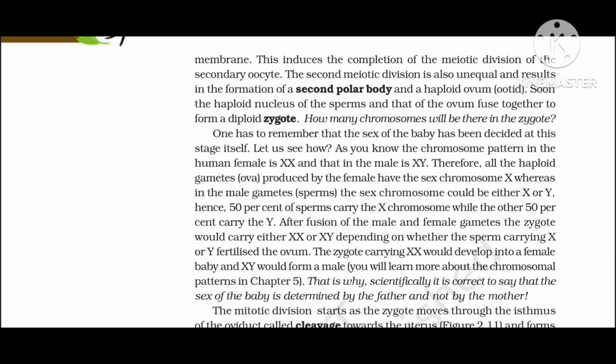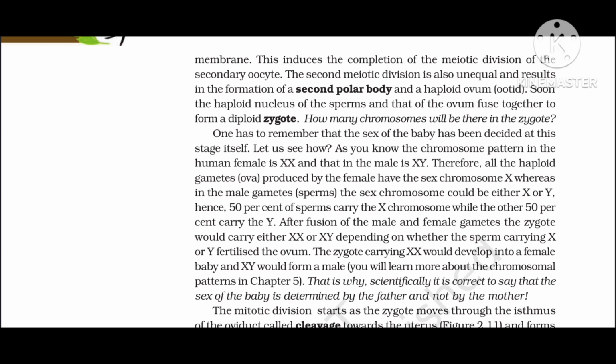One has to remember that the sex of the baby has been decided at this stage itself. Let us see how. As you know, the chromosome pattern in the human female is XX and that in the male is XY. Therefore, all the haploid gametes, ova, produced by the female have the sex chromosome X, whereas in the male gametes, the sperms, the sex chromosome could be either X or Y. Hence, 50% of sperms carry the X chromosome while the other 50% carry the Y.